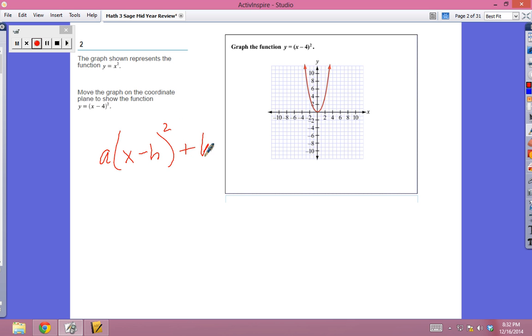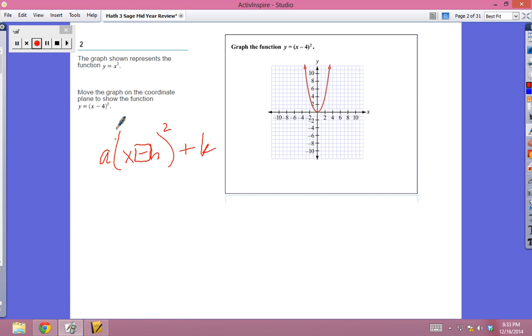So we just did a k. If you plus k at the very end, that moves it up and down. If you add or subtract inside the parentheses, that moves it left and right. And then the dilation, kind of the slope out here, is if you times it by something, that changes the steepness.